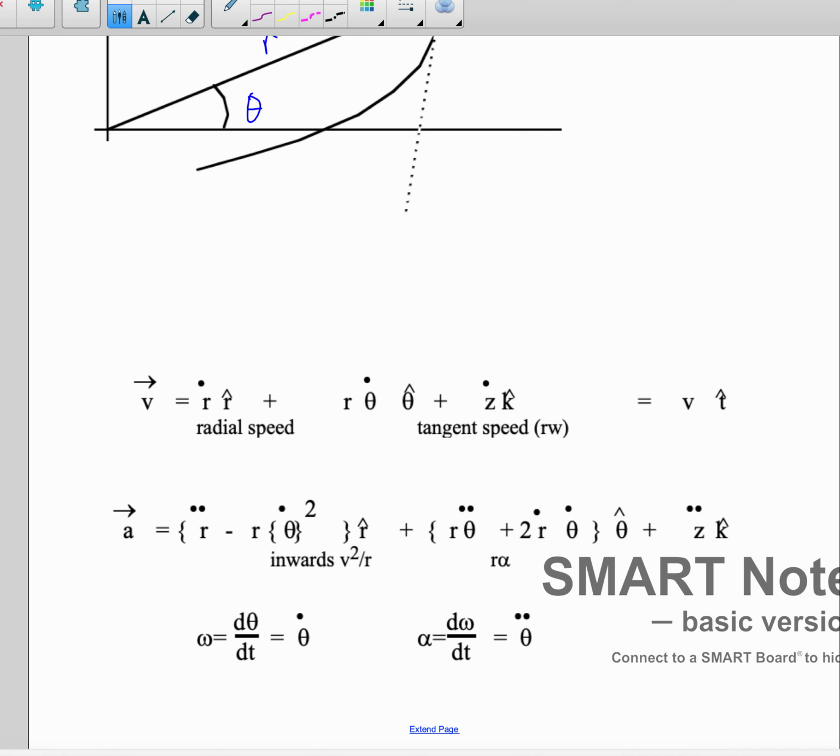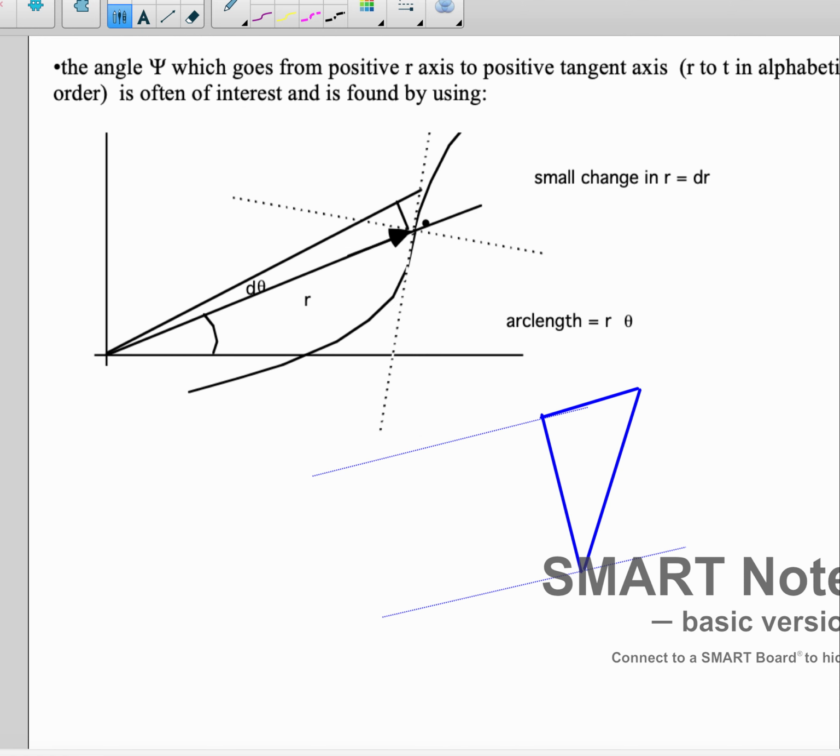Oh, actually, before we do, one final bit of information. In order to do dynamics, we are often going to need to change between the normal direction, so the nt coordinate system, and the r theta coordinate system. Very helpful in doing that is an angle that goes from the r hat direction to the t hat direction. We use the Greek letter psi for that. Now, psi goes from r hat to t hat. And notice that r and t is in alphabetical order. That's how I always remember it.